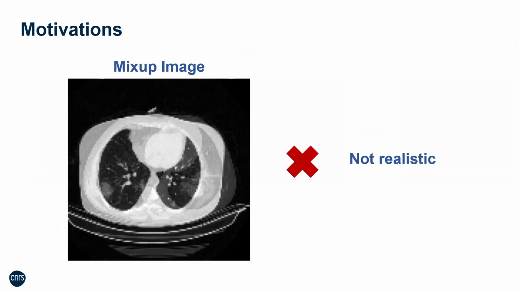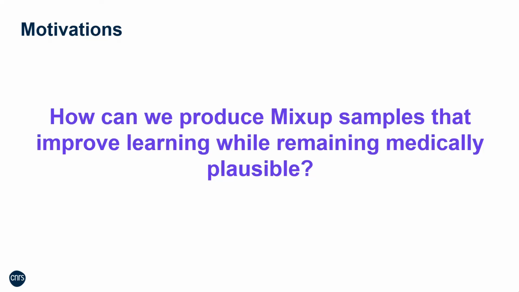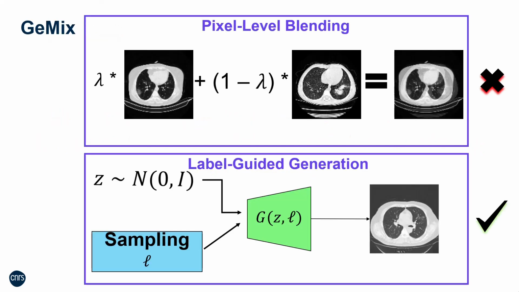So the question is, how can we produce mix-up samples that improve learning while remaining medically plausible? Our solution is GeMix. The key idea is to move from pixel-level blending to label-guided generation. The pipeline has two main steps.